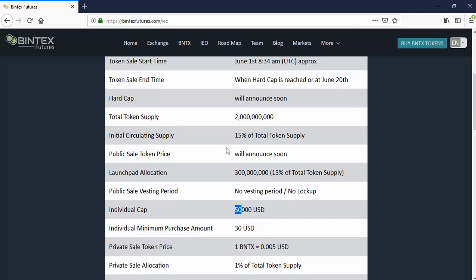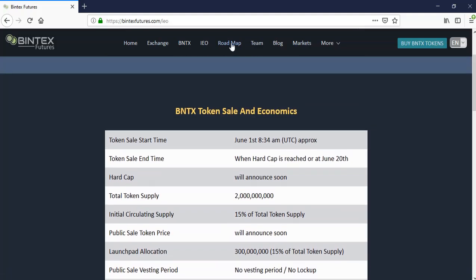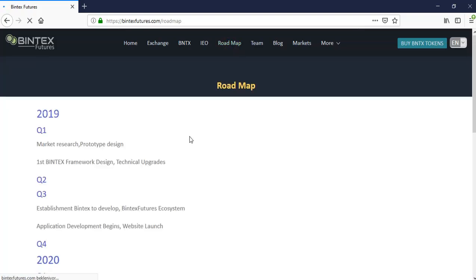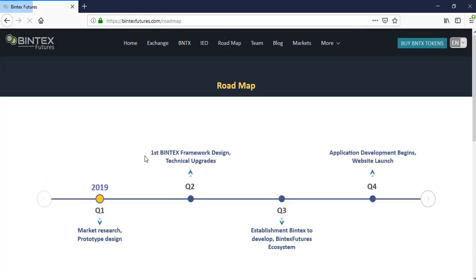Join this section to get information about the roadmap of the project. Here are the objectives of the project respectively, and marketing research, Bintex framework designing, technical upgrades, establishing Bintex, and other information. You can see crypto coins and information about them going to the market section.